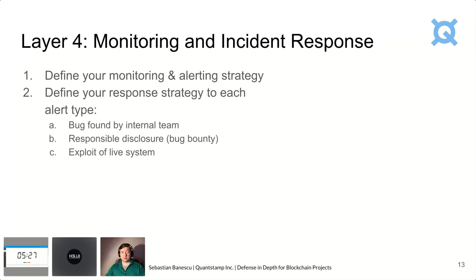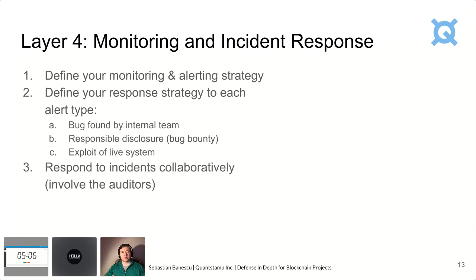And it could be an exploit of your live system. In this case, you don't have any time. You should respond as soon as possible with a temporary fix, and maybe then you deploy a more permanent fix. It's always difficult with smart contracts because they're not so easily updatable as other types of software.